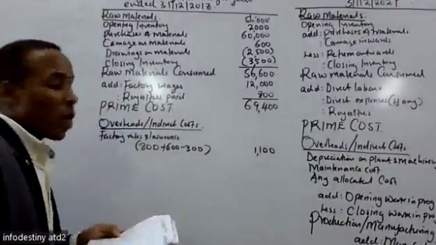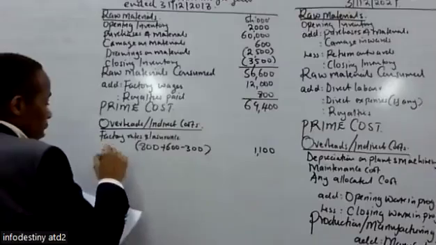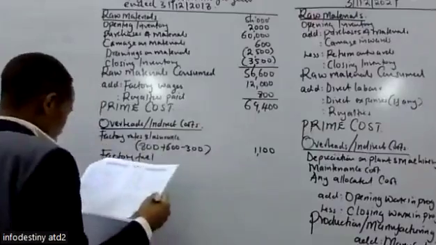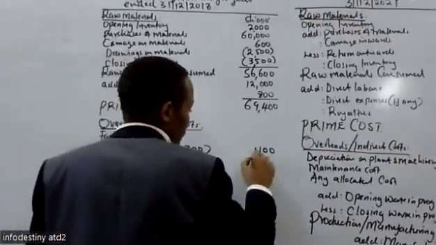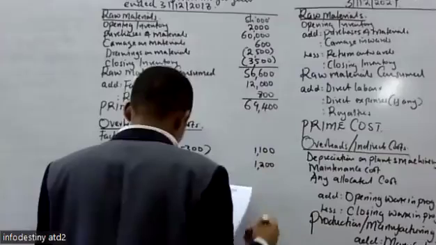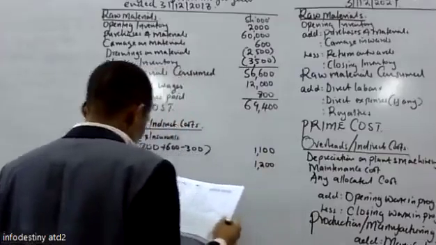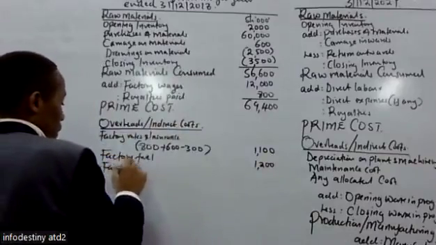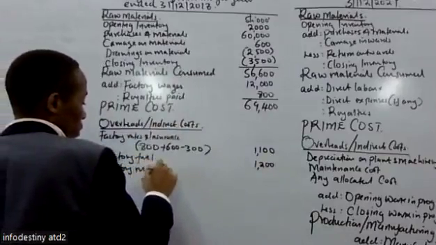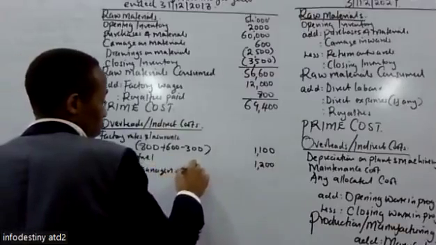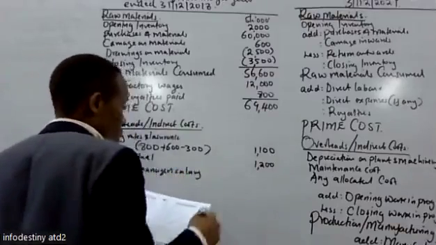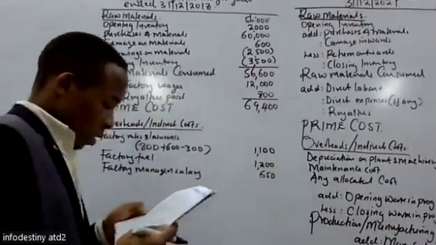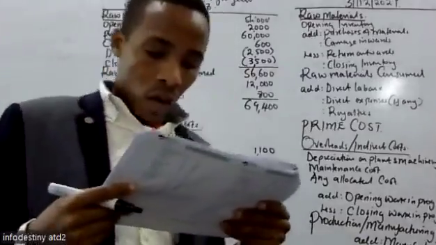We have factory fuel. Can you see that? These are costs which have been incurred, but cannot be traced directly to the final product. Then also we have factory manager salary, the second last item, of 650.